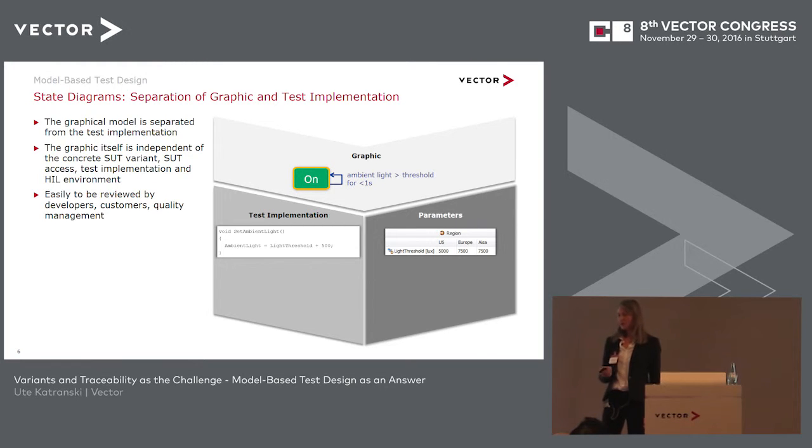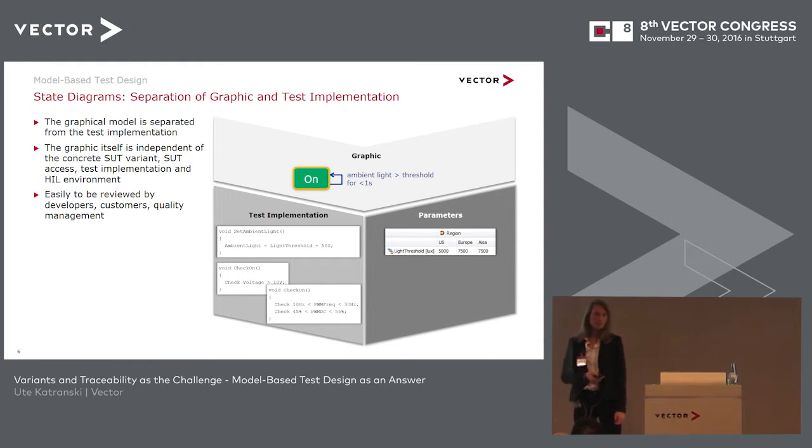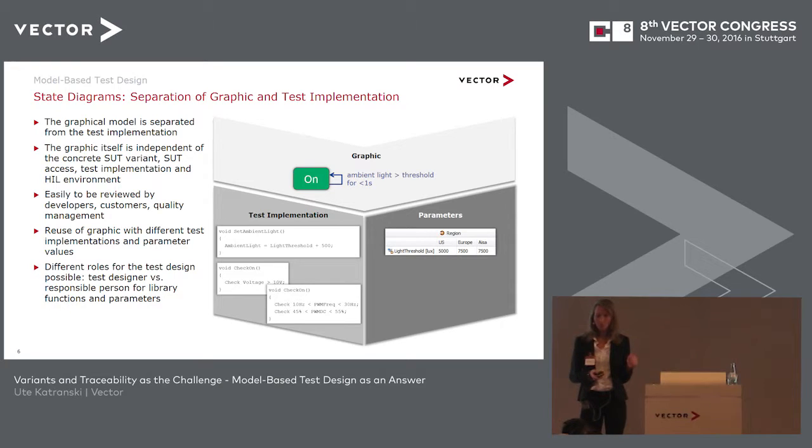Or checking whether my light is actually on. Maybe the implementation is different, not only the parameter values. I have conventional halogen light, so I have to check whether the voltage exceeds a certain value, or otherwise I have to check a PDM signal. So at this level of the implementation and the parameters, I do the differentiation of my variants. But my graphic is completely independent of that. I can reuse that.